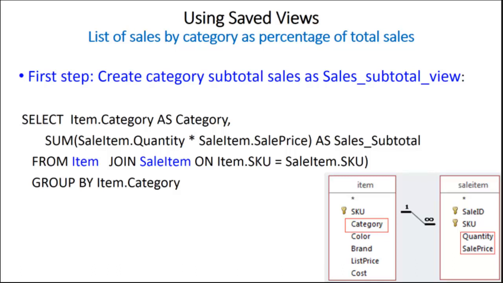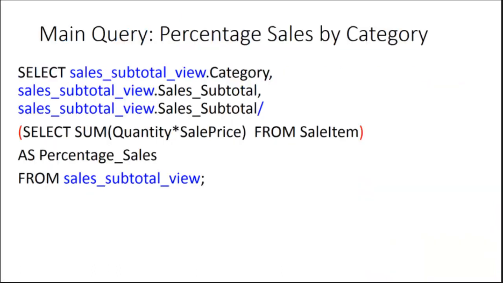And the data we're looking for is in two tables: item, which holds category, and sale item for quantity and sale price. So we'll join these two and then group by category. We will save this as sales subtotal view. And then the main query. We will retrieve category from the view, sales subtotal from the view. This is for each one of those categories.